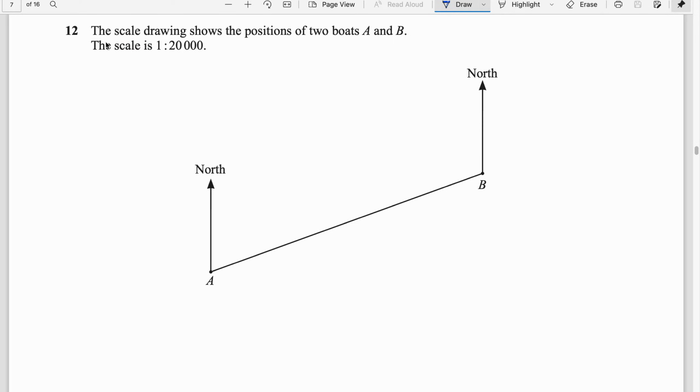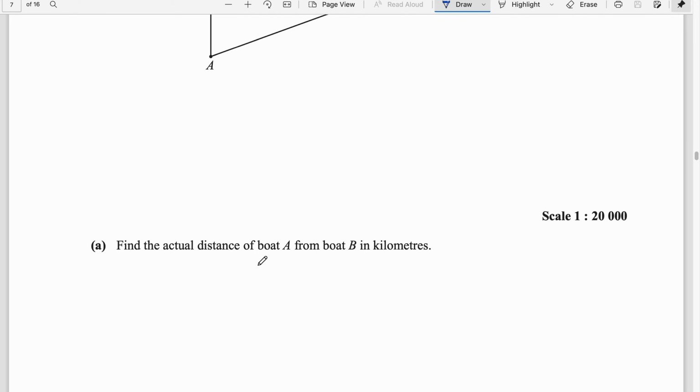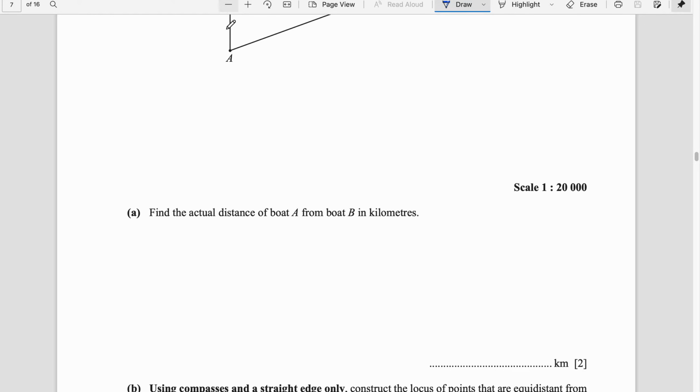Question number 12. The scale drawing shows the position of two boats A and B. The scale is 1:20,000. Find the actual distance of the boat A from boat B in kilometers.